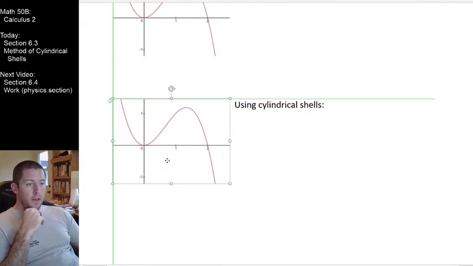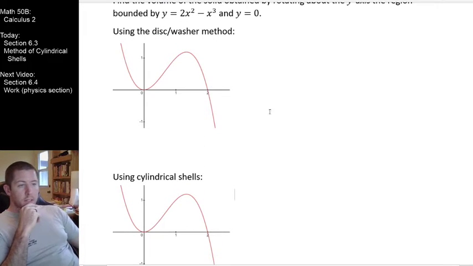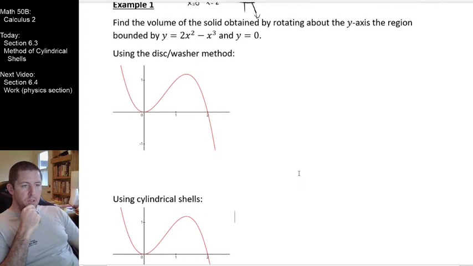And I'm going to want another one down here for when we do our cylindrical shells instead. So what I'm saying here is let's do this both ways that we know how to accumulate volume. We did the disc washer method last section. Let's see what that looks like here. We're talking about cylindrical shells today. We'll do that second so that we can compare these two strategies right here.